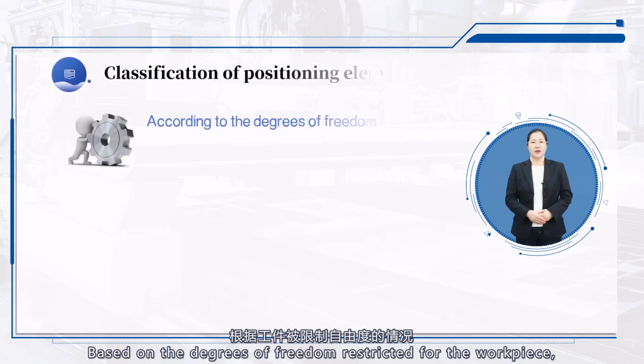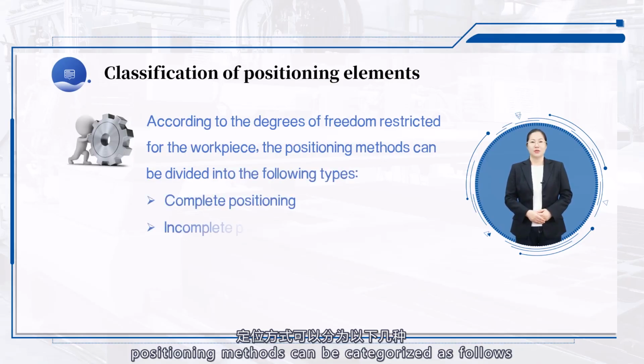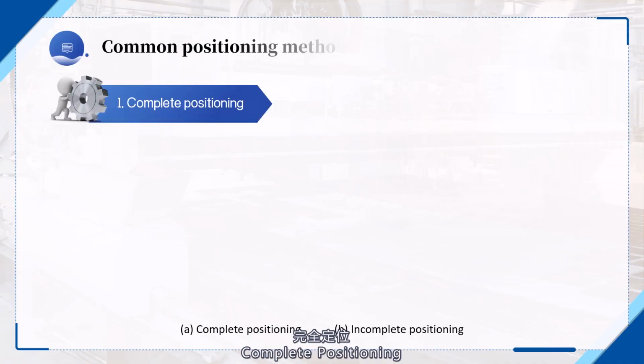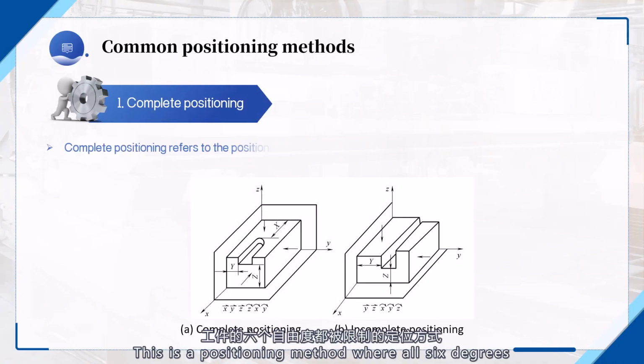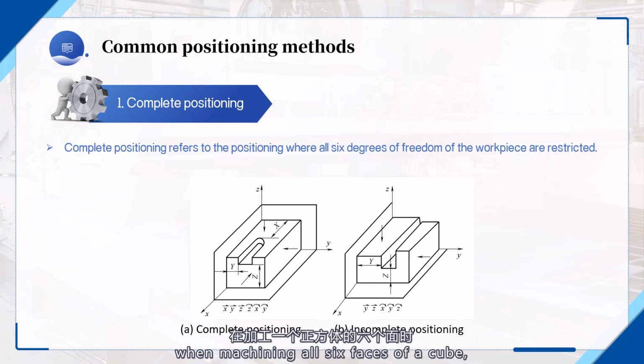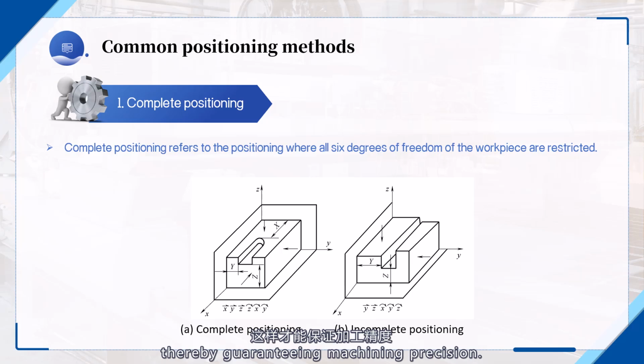Based on the degrees of freedom restricted for the workpiece, positioning methods can be categorized as follows: complete positioning, incomplete positioning, under-positioning, and over-positioning. Complete positioning. This is a positioning method where all 6 degrees of freedom of the workpiece are restricted. For example, when machining all 6 faces of a cube, complete positioning is required to ensure the workpiece's position is accurate in all directions, thereby guaranteeing machining precision.